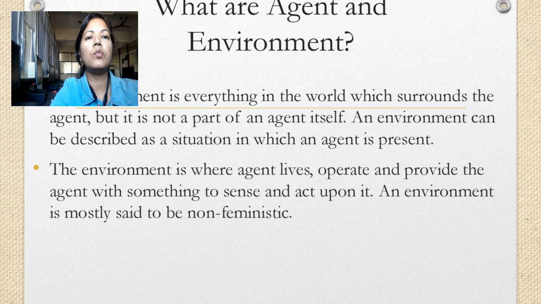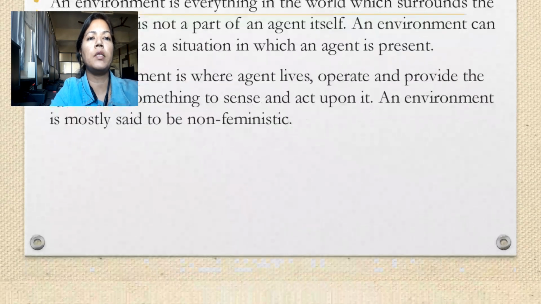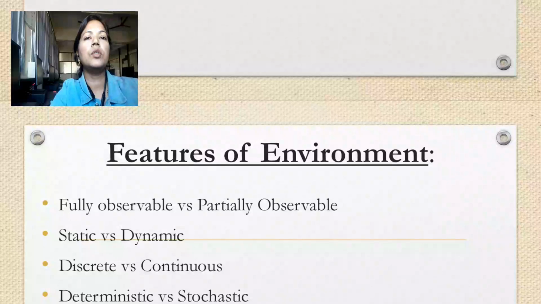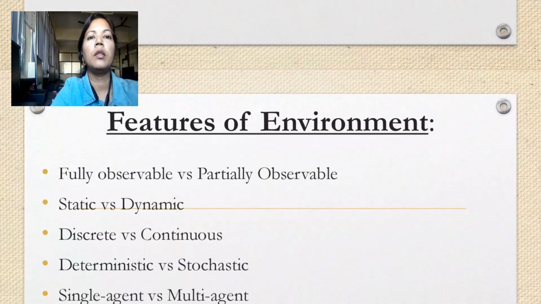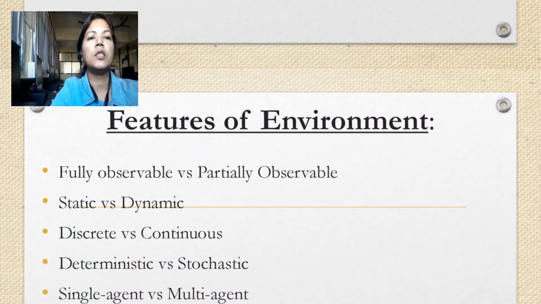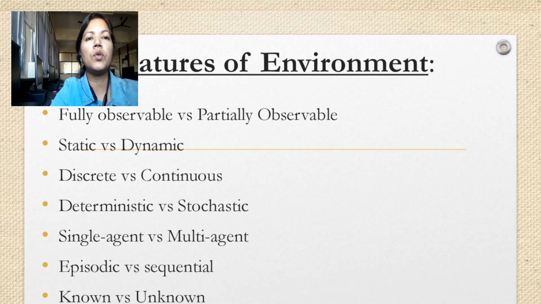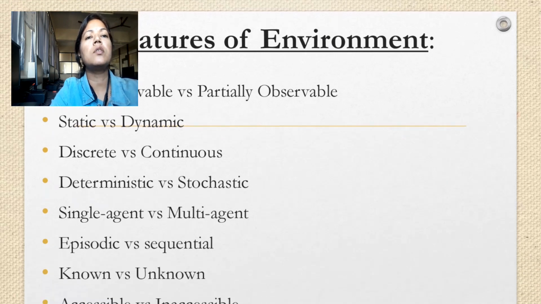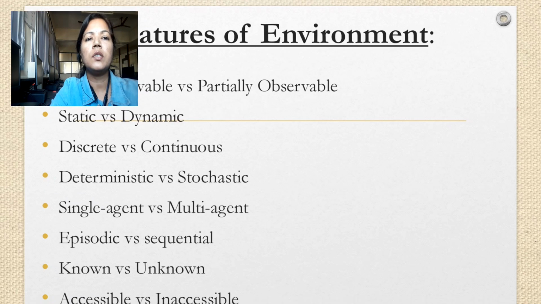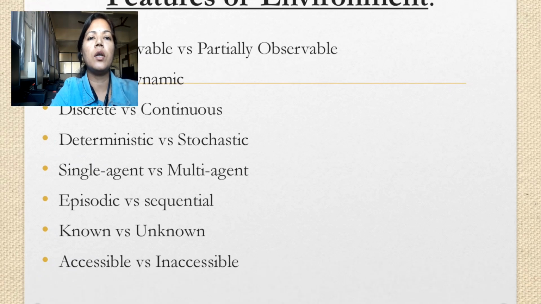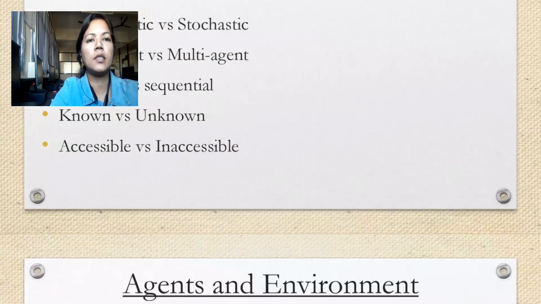The environment is mostly said to be non-deterministic. So these are the features of environment. It is fully observable versus partially observable, static versus dynamic, discrete versus continuous, deterministic versus stochastic, single agent versus multi-agent, episodic versus sequential, known versus unknown, accessible versus inaccessible.